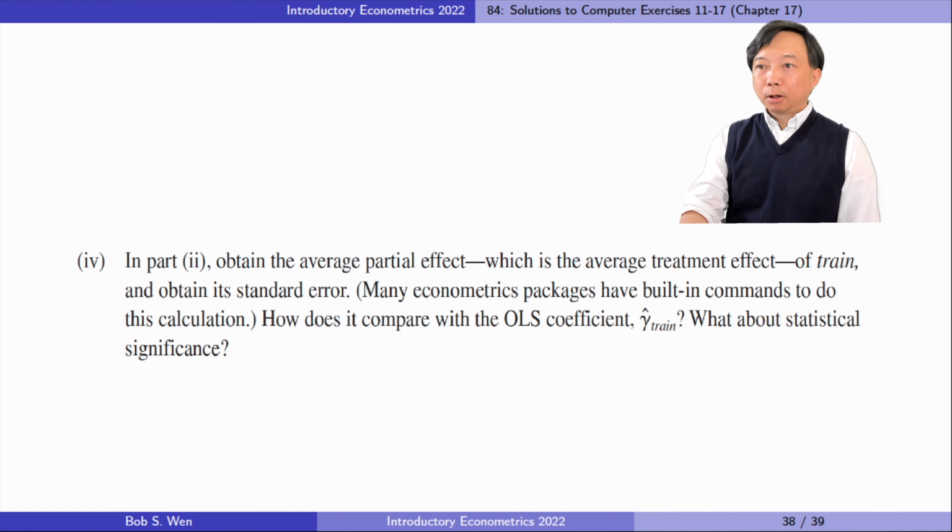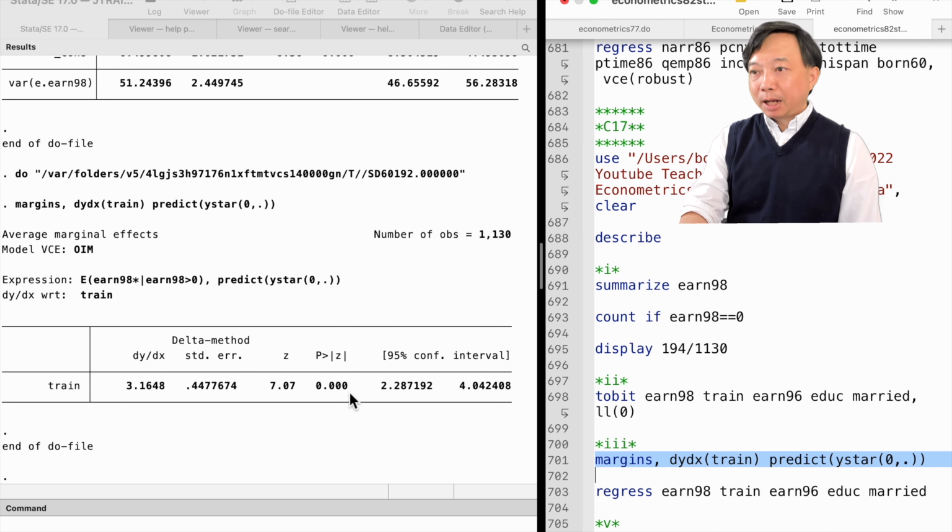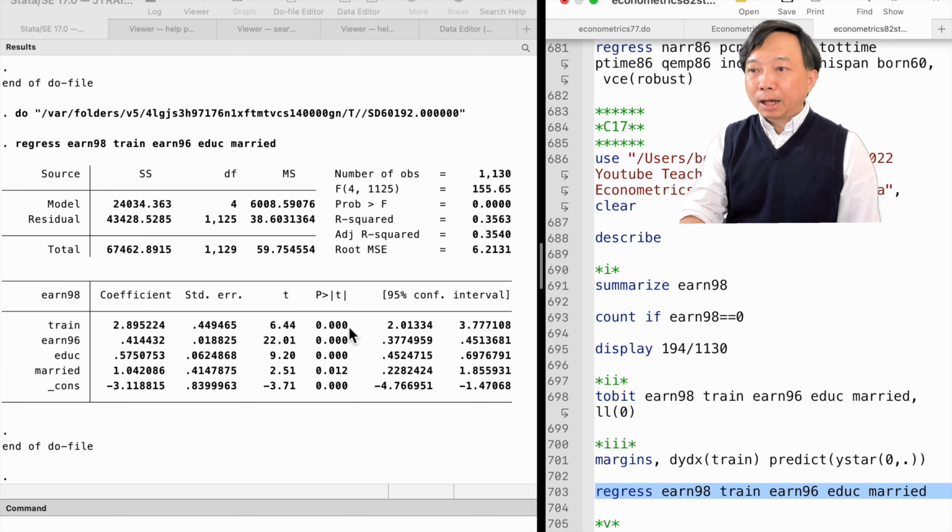In Part 4, obtain the average partial effect of chain and obtain its standard error. How does it compare with the OLS estimate? We have already obtained the average partial effect of chain 3.16, and its standard error is 0.45. The effect is statistically significant at the 1% level. The OLS coefficient is 2.90, and it is also significant at the 1% level.